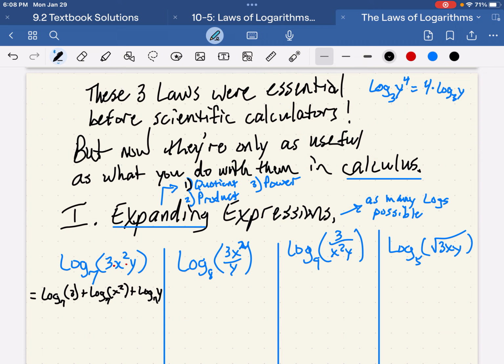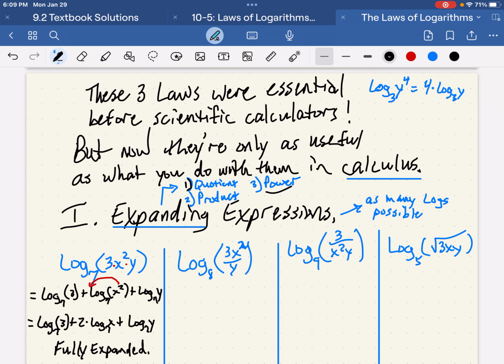Now, don't you see that we have a power, that power of 2 on that x? Well, what does the power rule say that I can do with that 2? It says that I can yank it out of the exponent position and bring it to a place in front of that logarithm. So now we have log base 7 of 3 plus 2 times log base 7 of x plus log base 7 of y. And we say that this expression is fully expanded. I have written it with as many logarithms as I can.